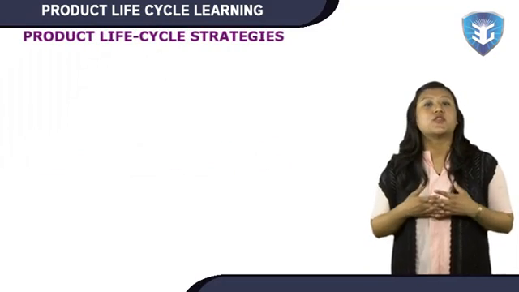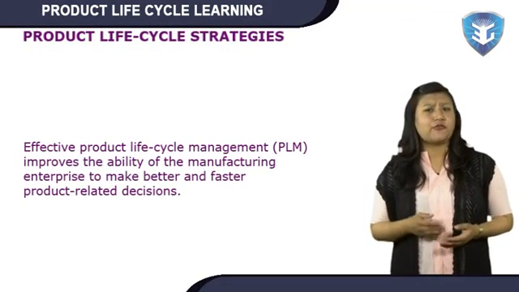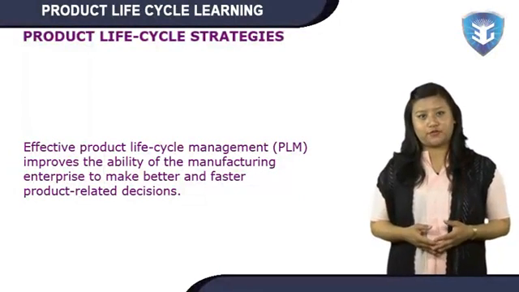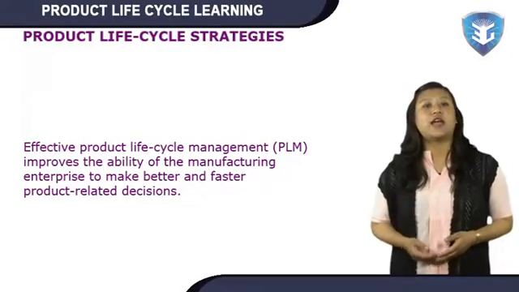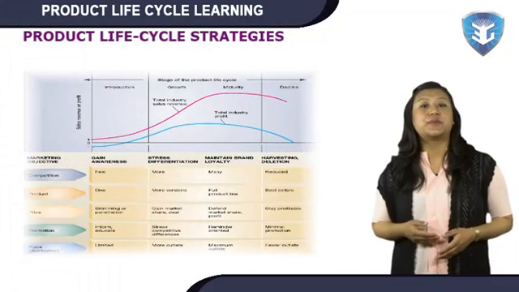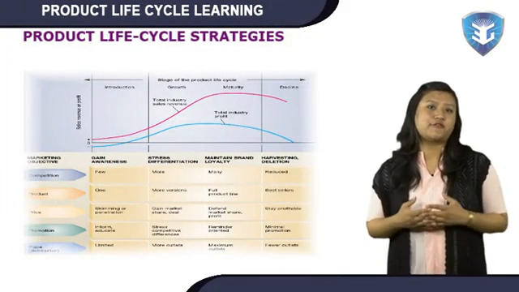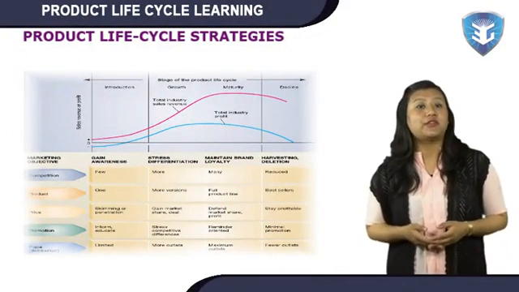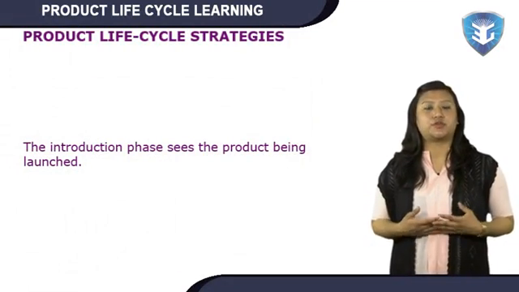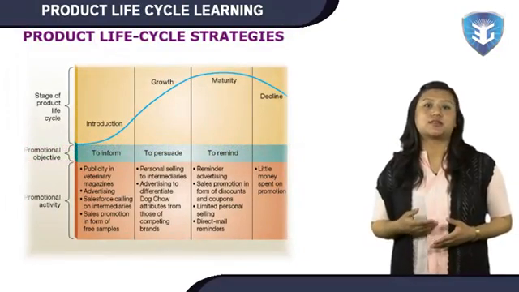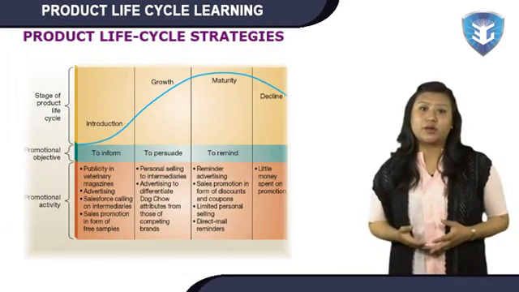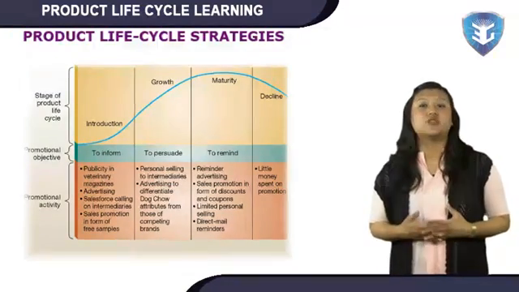Now let's discuss the product life cycle strategies. Effective product life cycle management (PLM) improves the ability of the manufacturing enterprise to make better and faster product-related decisions. Manufacturers must adopt PLM as a strategy to make effective product portfolio, design, manufacturing and sustaining decisions. The introduction phase sees the product being launched. Sales at this stage are still slow and profit is non-existent due to the need to cover expenses generated during the development phase and launch campaign.